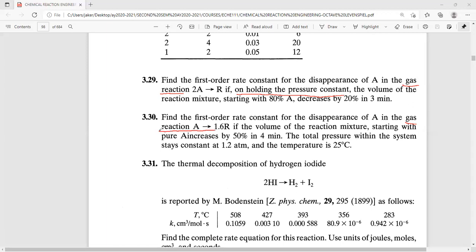This time you have A forming 1.6 moles of R. If the volume of the reaction mixture starting with pure A increases in 4 minutes, so there is already an increase in the volume, starting with pure A, by 50% in 4 minutes. Okay, so there is a change in the volume. If that is the case, the total pressure of the system stays constant. So total pressure is constant, and as such, it's also a varying volume batch reactor system.